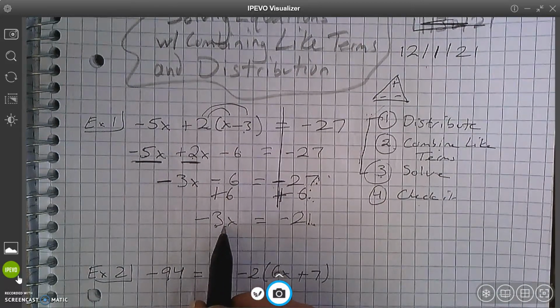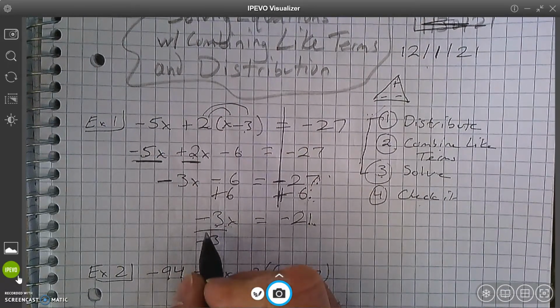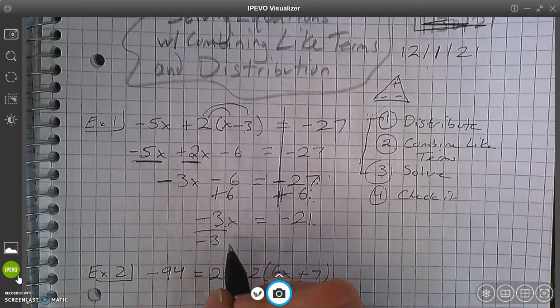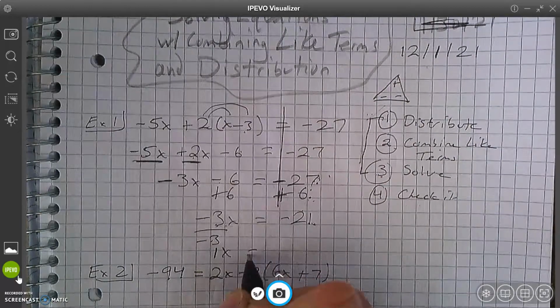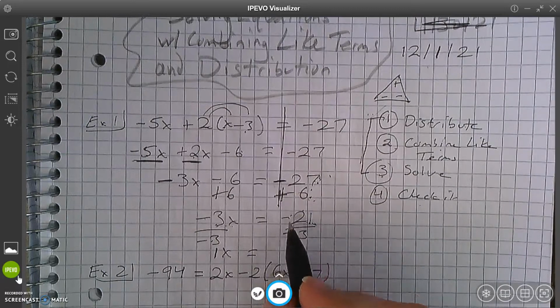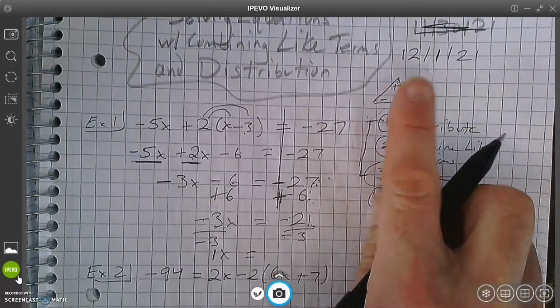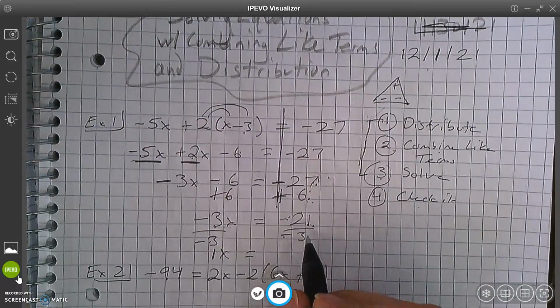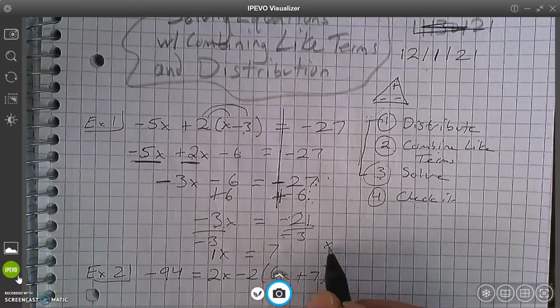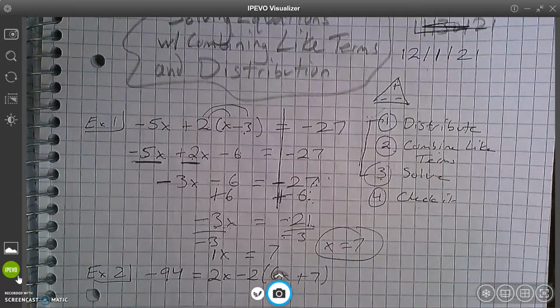Alright, so opposite of multiplication is division. Not divided by positive 3, divided by negative 3, because negative 3 divided by negative 3 is 1. 1 times x is just x, remember that. So whatever you do on one side, you do to the other. Negative divided by a negative is a positive there. 3 times what is 21? That would be 7. X equals 7. Cool.